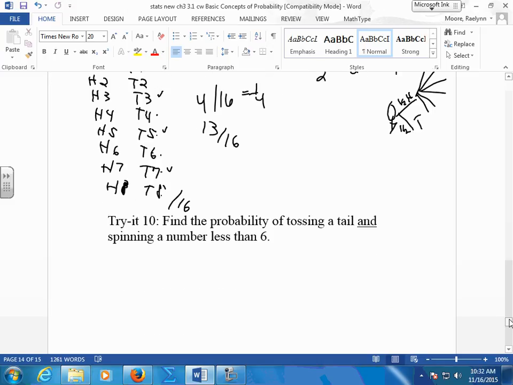Find the probability of tossing a tail and spinning a number less than 6. What numbers are less than 6?